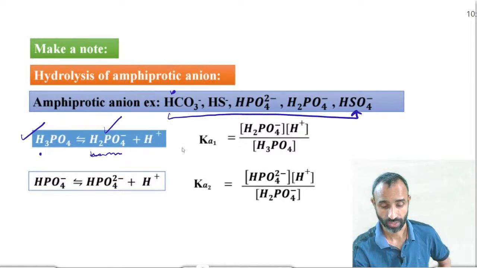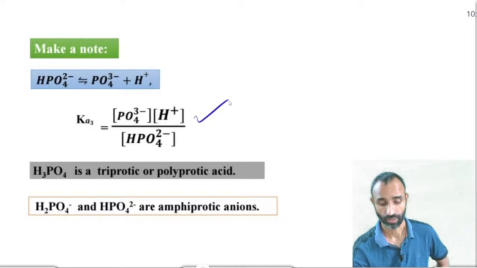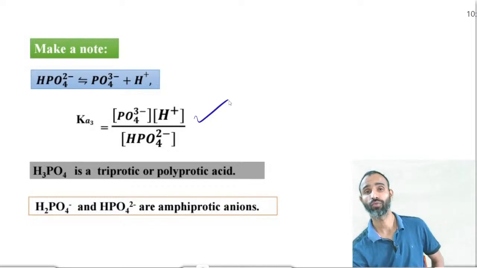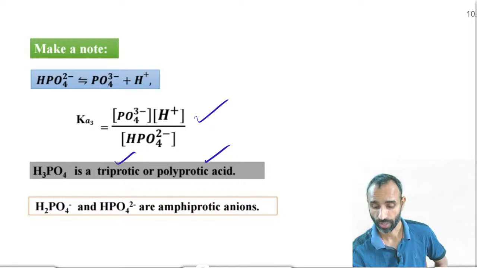So the first H plus ion given, that is Ka1. To give the second, it is Ka2. To give the third, it is Ka3. So H3PO4 is a triprotic, or we can say polyprotic acid.